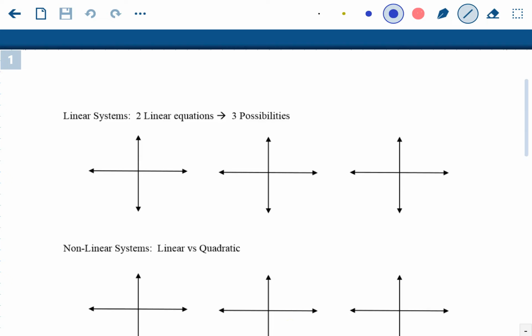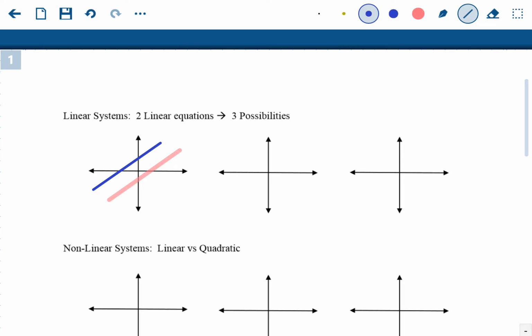Okay, before we talk about nonlinear systems, let's remind ourselves about linear systems. Remember graphically that a solution to a linear system of equations was where the two lines intersect. Okay, and that it gave us three possibilities. You could have the possibility that the two lines don't intersect, meaning they're parallel lines and there'd be no solution.